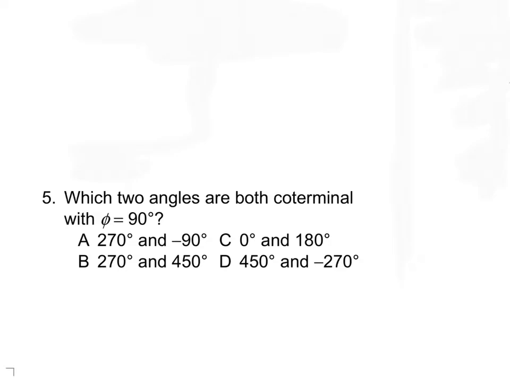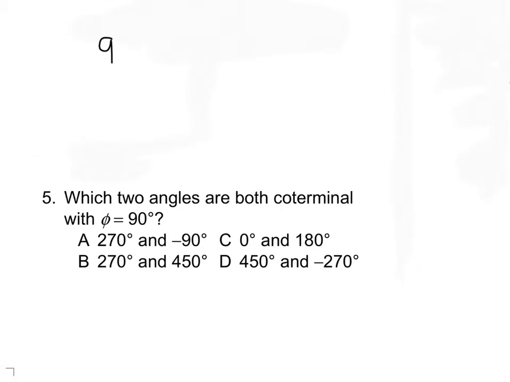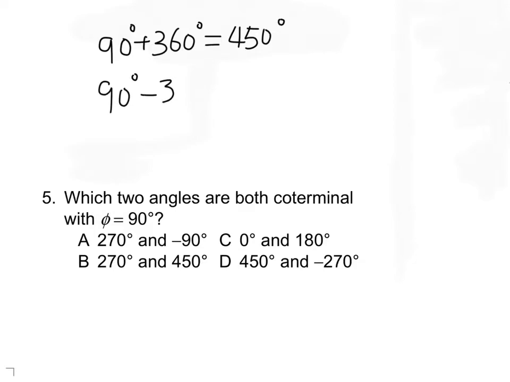Do you remember that? I said simply for coterminal angles, what I'm going to do is add 360 to find the positive coterminal angles. So 90 plus 360, I get 450. And then for the negative, I simply subtract 360. So I don't think there's anything easier than this.